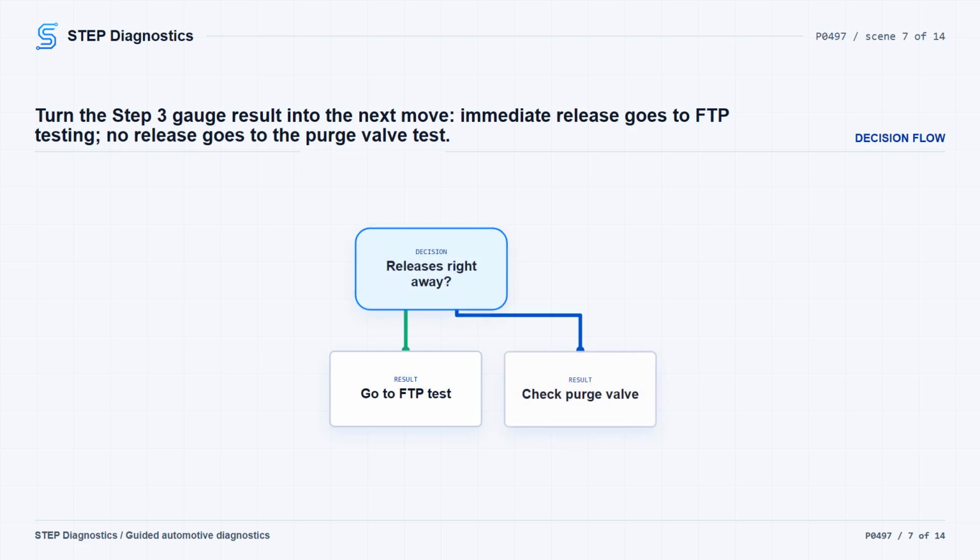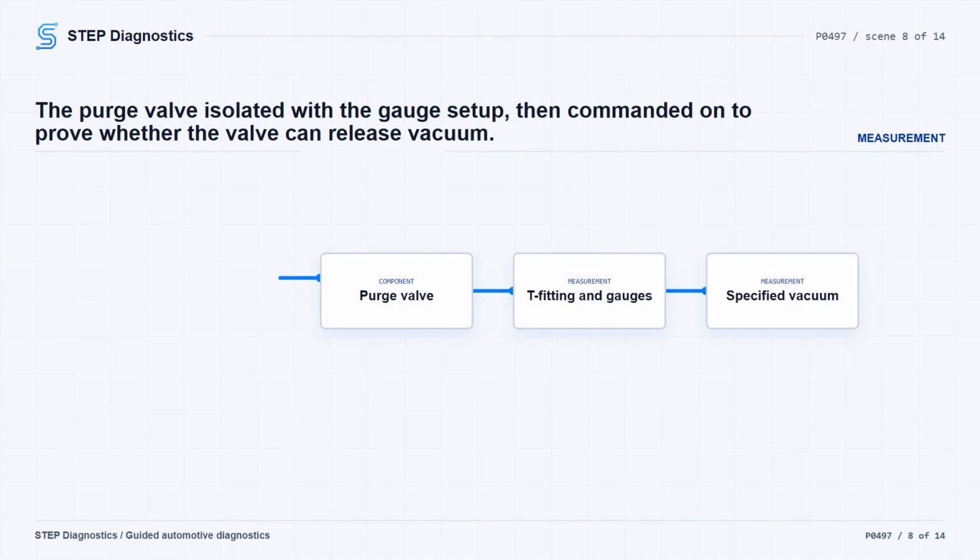The question here is simple. Does the vacuum release immediately? If it does, continue to the FTP sensor performance check. If it does not, go to the purge valve check. Command EVAP PCS off with the HDS.